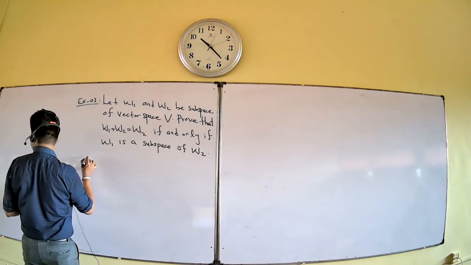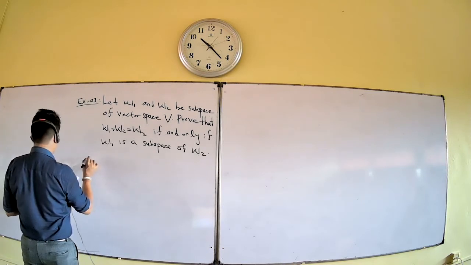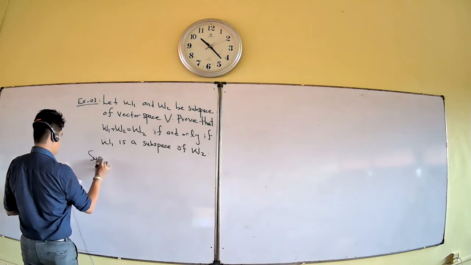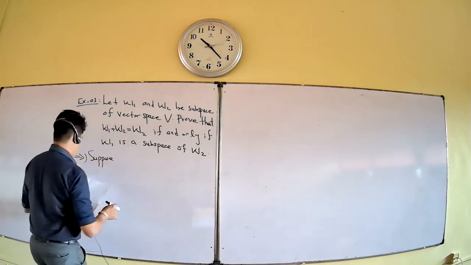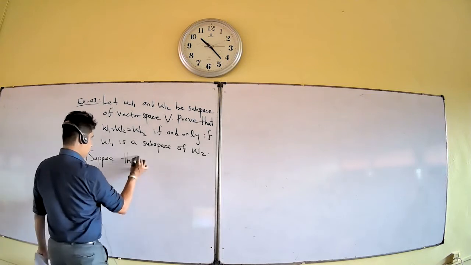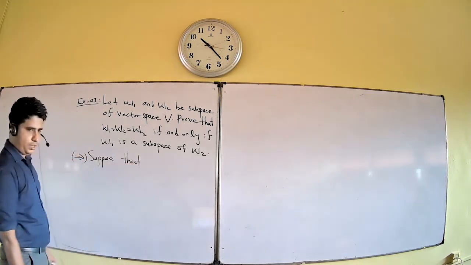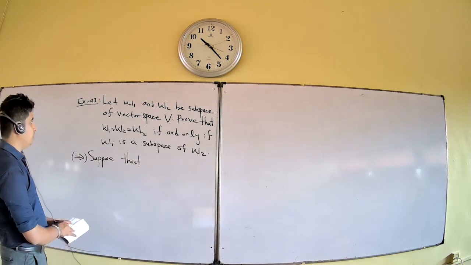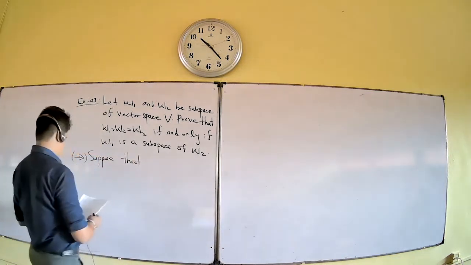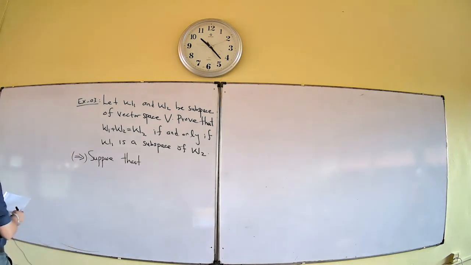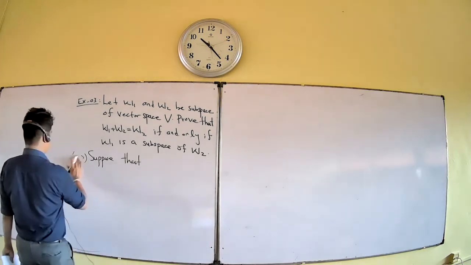So, the necessary part: suppose that W1 is a subspace of W2. You take first this one. First, we will prove this.